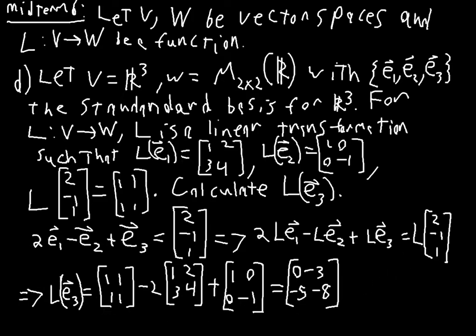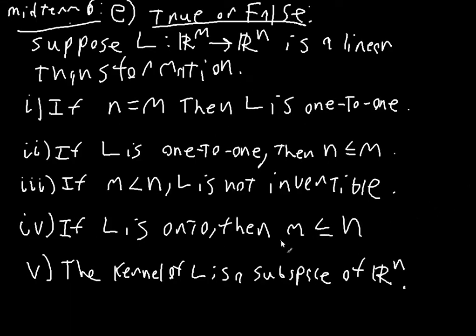The next question is just a bunch of true and false. We have a linear transformation here going from Rm to Rn. Notice that this is different from our usual order. Usually we put Rn here and Rm here, but we've swapped the order of the domain and the codomain. Our first question says that if n equals m, then L is 1 to 1. Is this true or false?